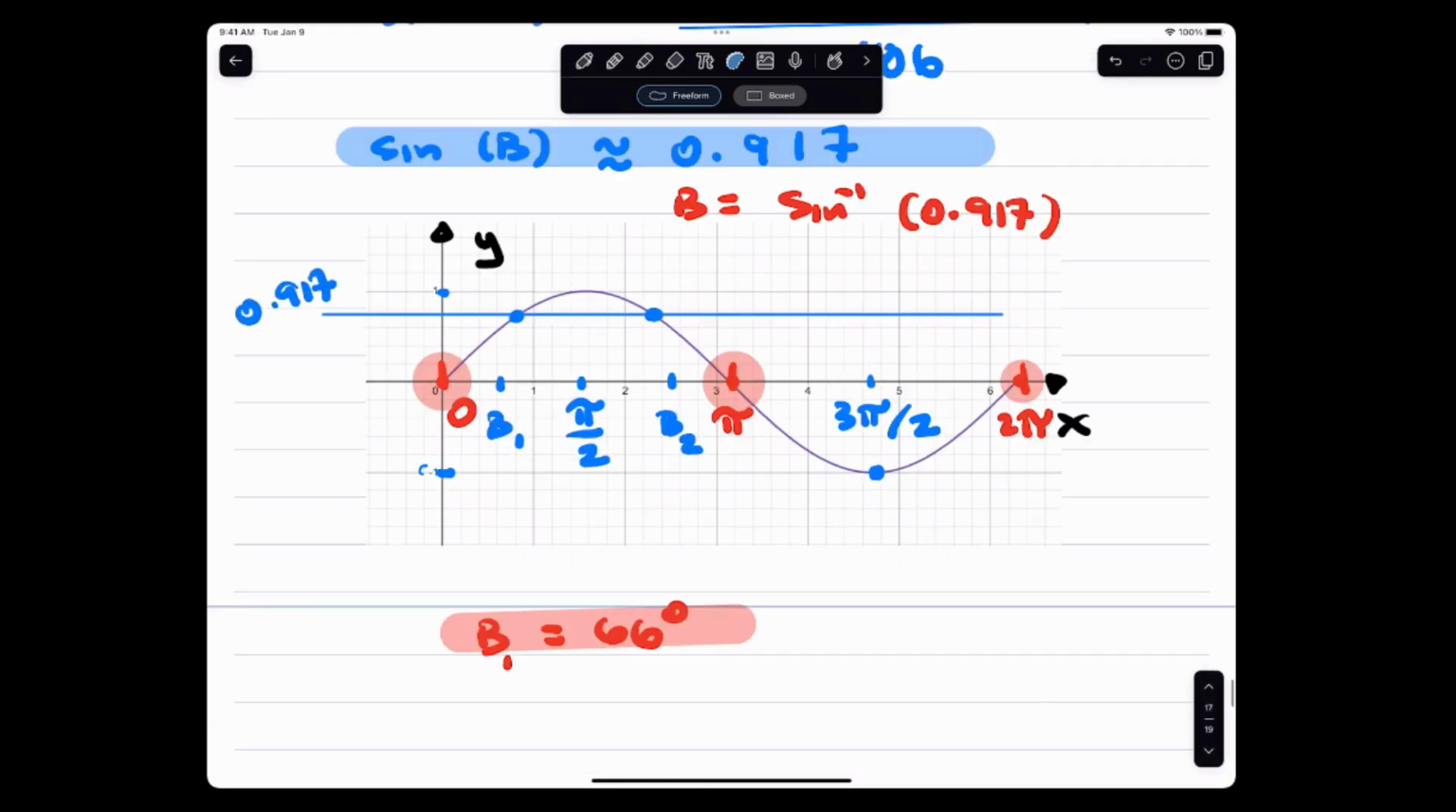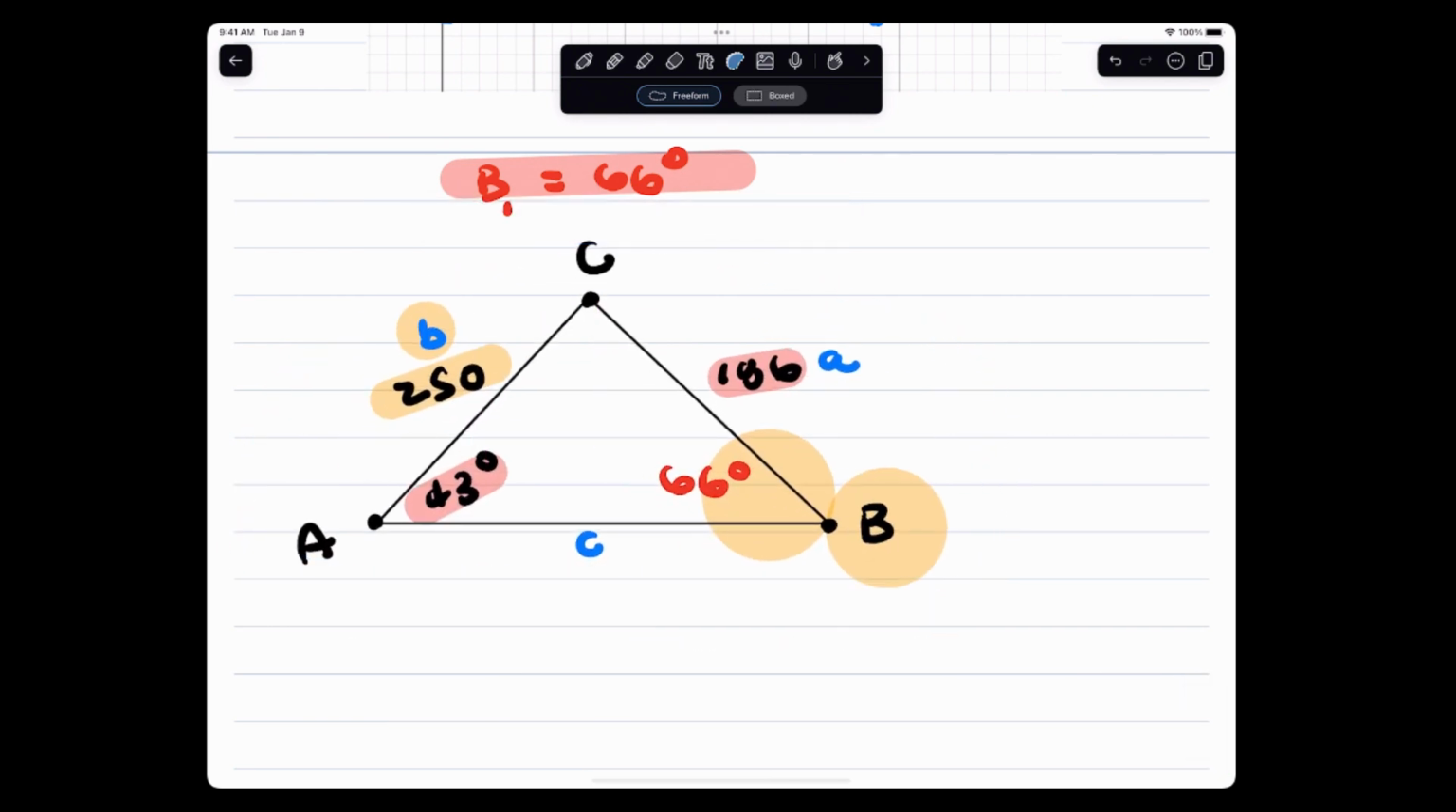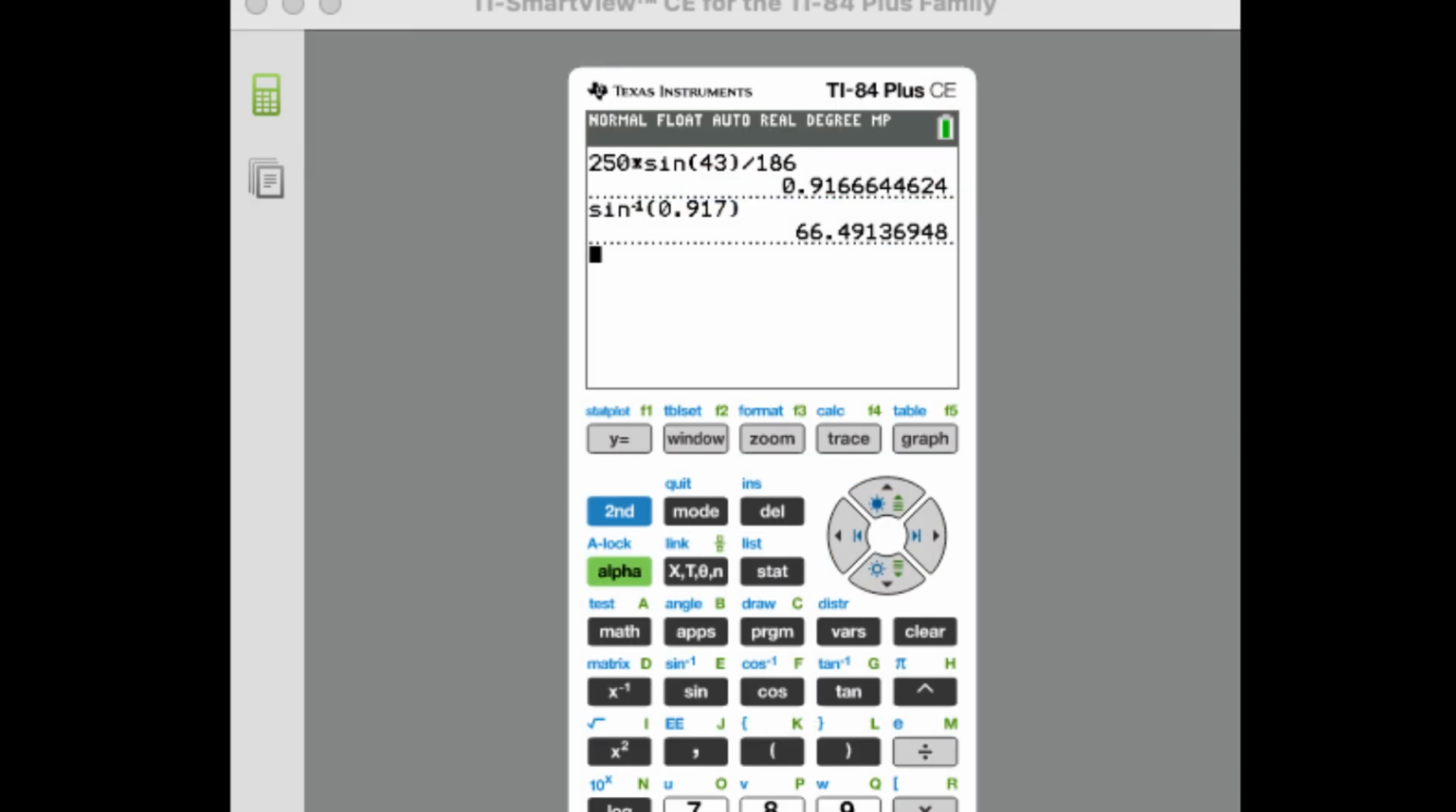So let's see the second triangle, ladies and gentlemen. How do we get B2 then? B2 will be 180 minus that 66 degrees. So it's the supplement, and we say 180 minus 66.